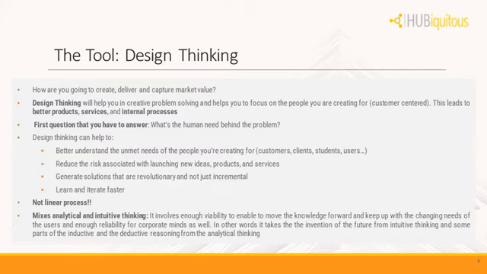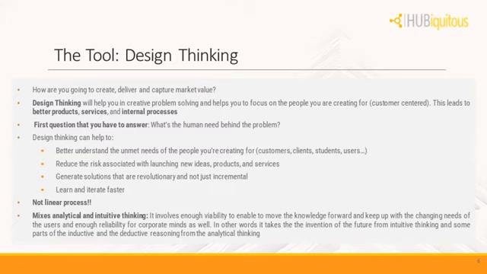The first question that we have to answer is, what is the human need that we have to meet behind this problem? Okay, so design thinking can help us to better understand the unmet needs for the people that we are creating our solution for. For example, a customer, a client, or a student.